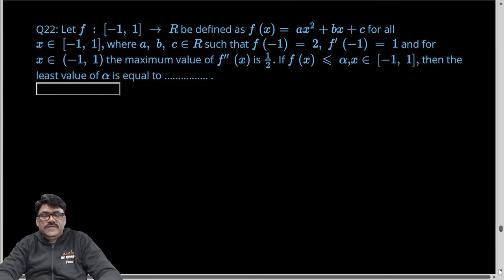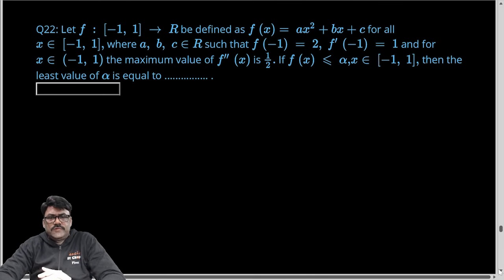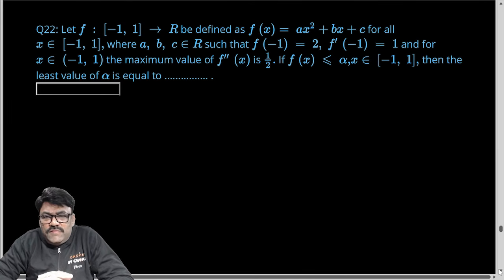Right? Okay, let's see this question. Based on quadratic, f(x) is a quadratic function here. f of minus 1 is 2. f dash minus 1 is 1. Maximum value of f double dash x is half. So what will be the maximum value of f(x)? They have given alpha, so you have to find the least alpha.